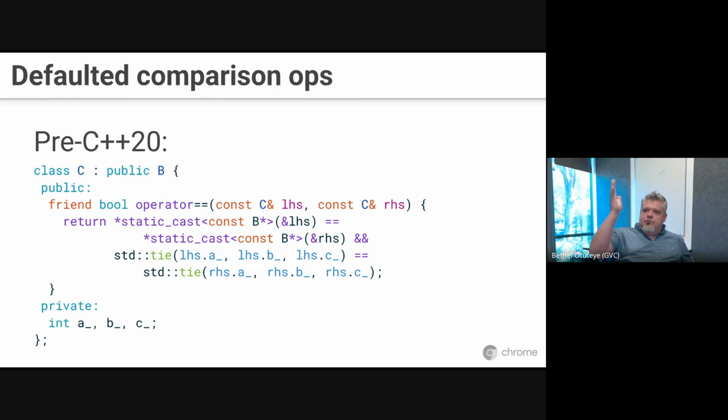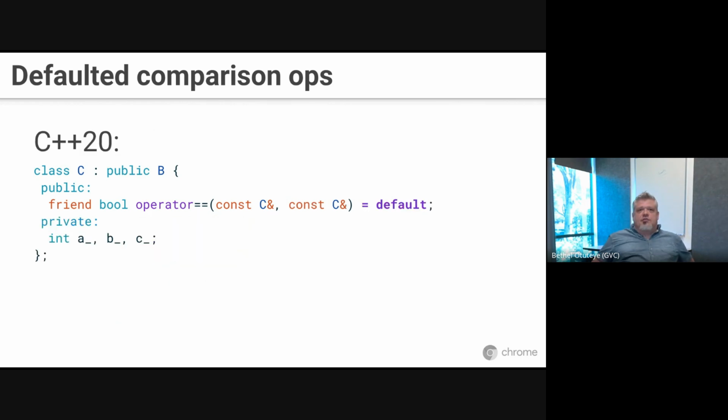This is clearly quite verbose. It's error prone. It's very easy to omit or copy-paste error some of the things in the tie statement. This is a maintenance hazard. If you ever add a member, you have to go modify the implementation here, or it will be wrong silently and the compiler will not save you.